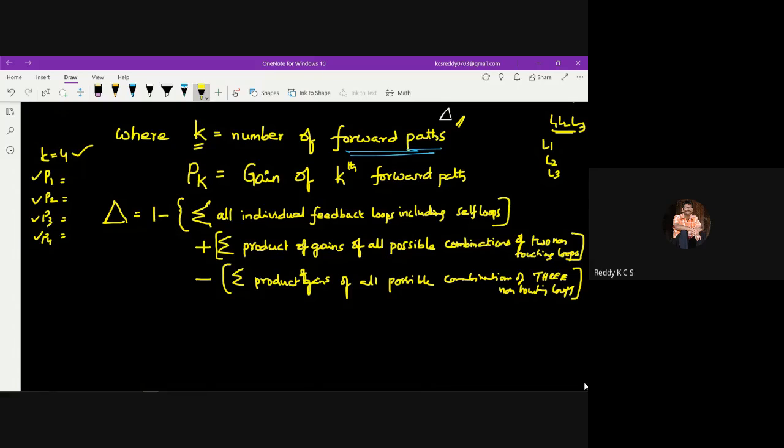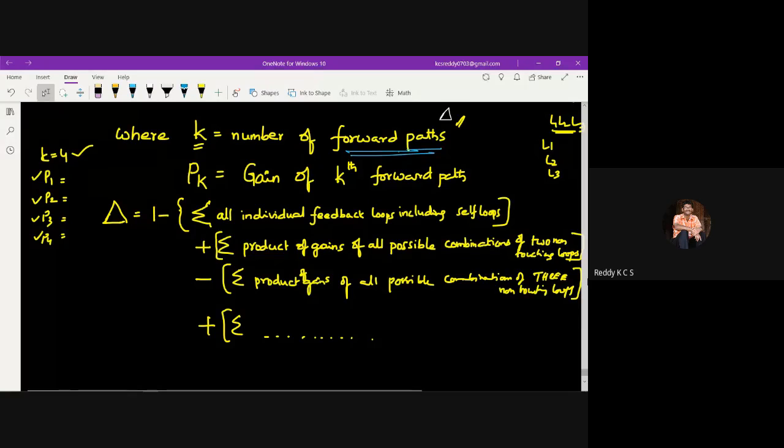Then, once again, the summation of the product of gains of all possible combinations of four non-touching loops, like that. It will be continued like this, but here you will get only up to 3. Okay, so this is the del equation.